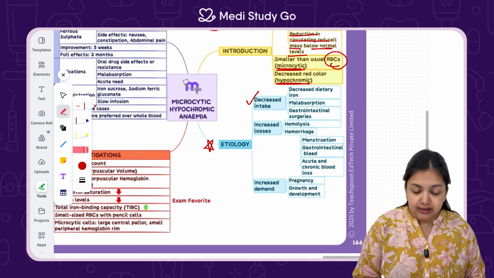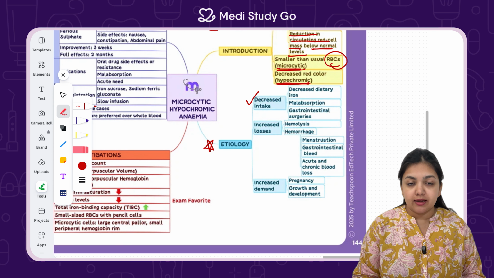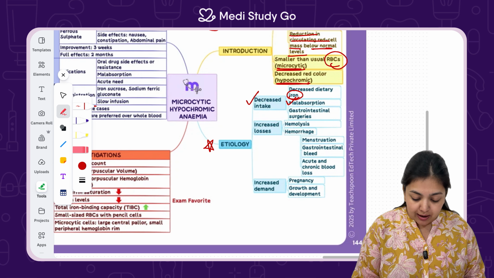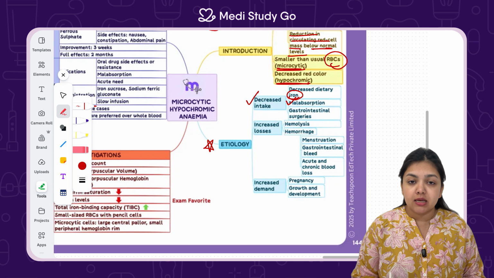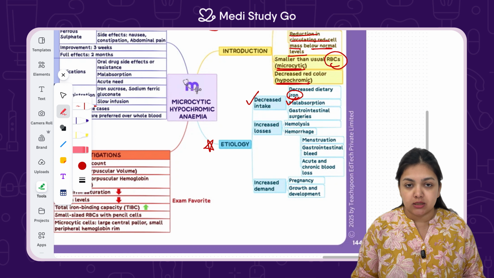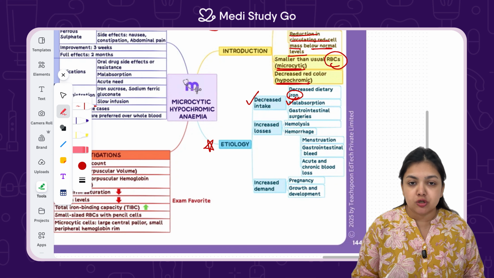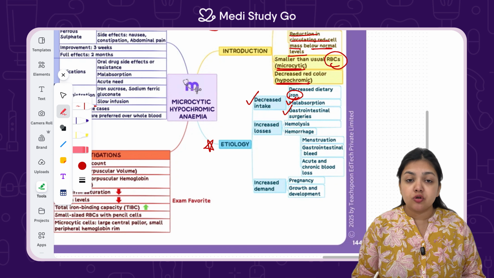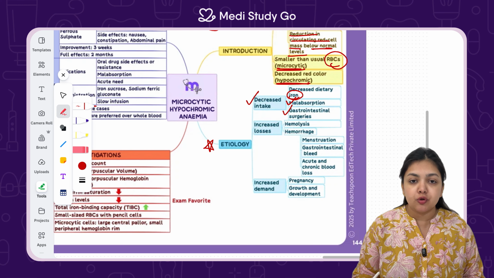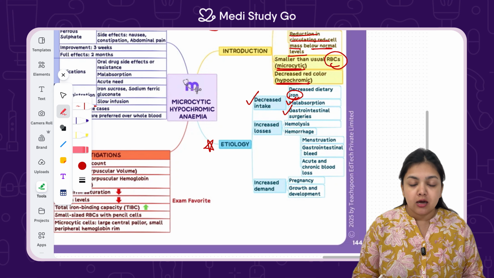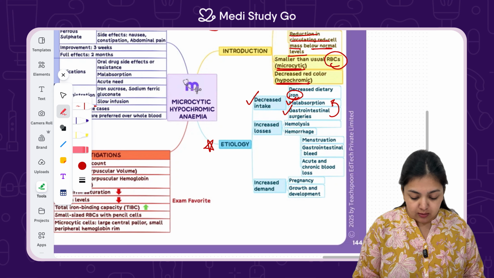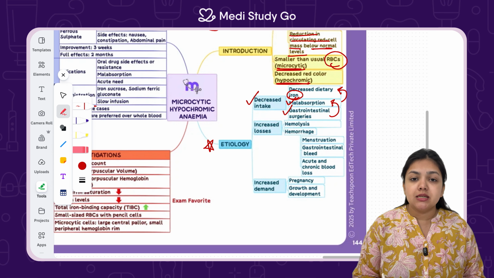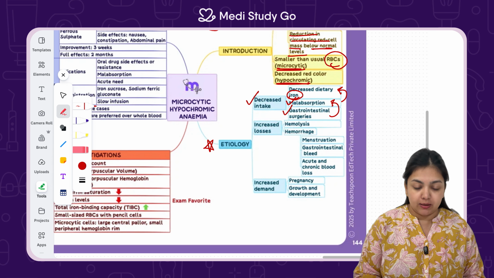For decreased intake, it is mainly because of dietary intake. If less iron is taken, obviously there will be less hemoglobin and less cell mass of the RBCs. Then there are malabsorption issues, when the patient is taking iron but it is not reaching the cells. So intake is there but absorption is not. And lastly, there can be gastrointestinal surgeries which lead to difficulty in absorption of all the nutrients the patient is taking in. That eventually leads to malabsorption, which leads to decreased intake of iron by the body.